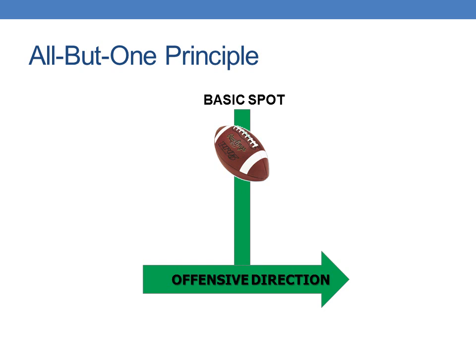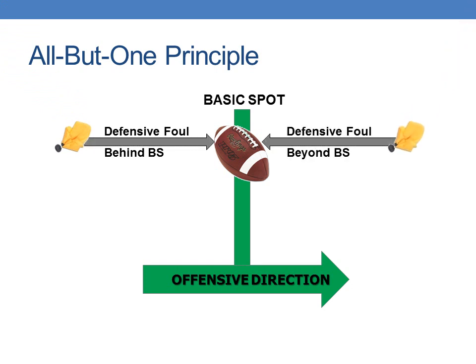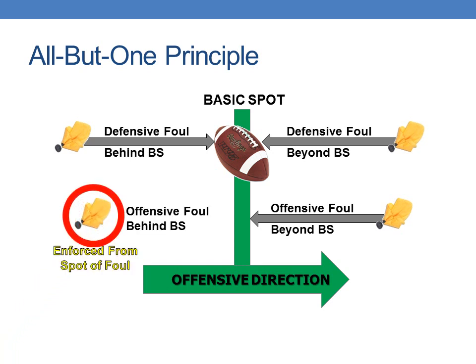So let's take a look here. For example, if the foul is by the defense, whether that foul is behind the basic spot or beyond the basic spot, we will always enforce defensive fouls from the basic spot. Additionally, if we have a foul by the offense beyond the basic spot, we will enforce that penalty from the basic spot. It is only when we have an offensive foul behind the basic spot that we will enforce that penalty from the spot of the foul, because if we went to the basic spot, we would be giving the offensive team the advantage of the yardage that they gained after the foul, and that's certainly not the principle in play here.